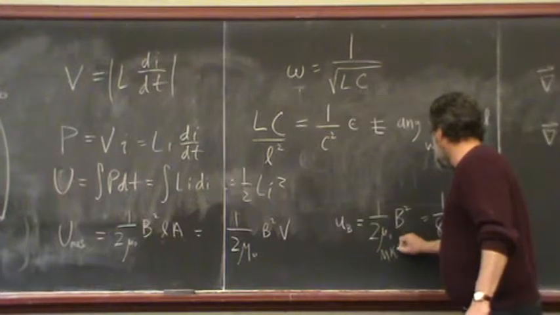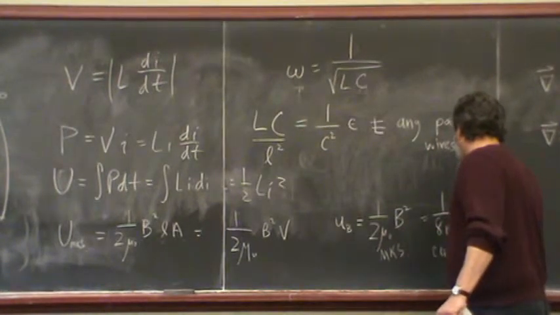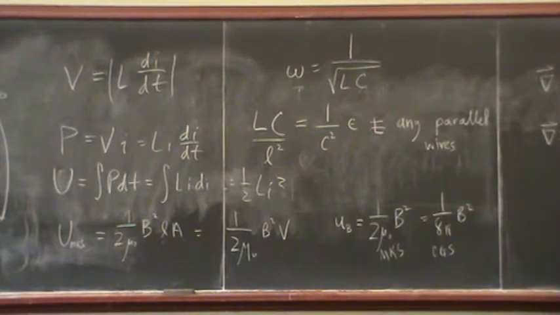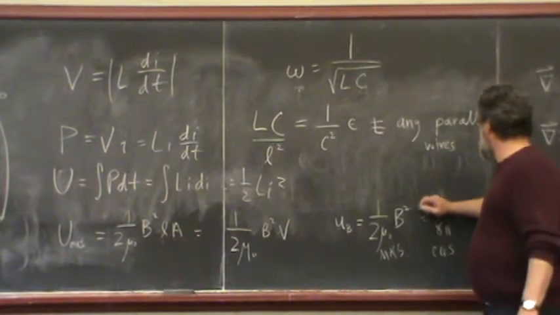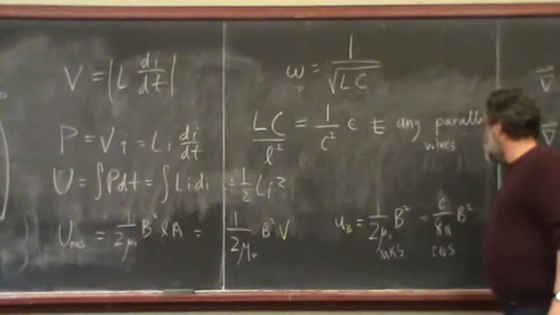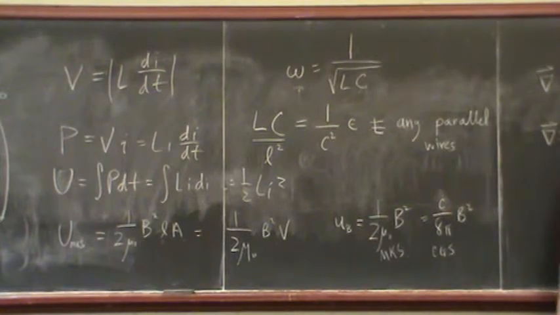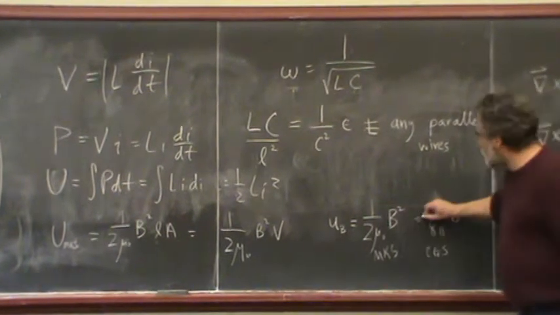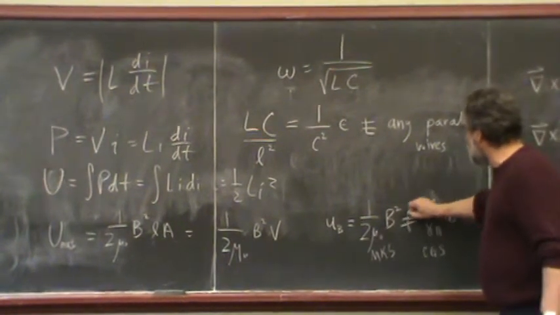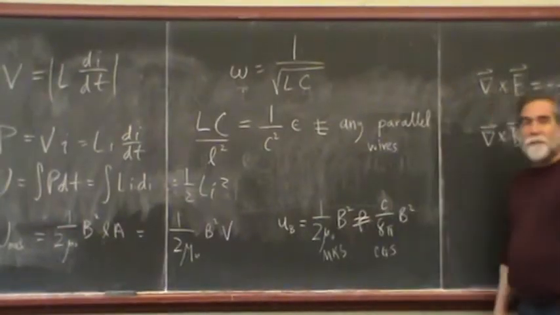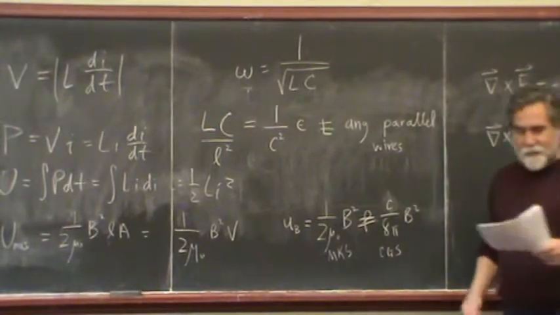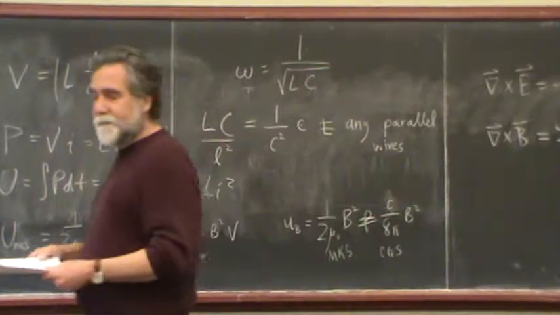Where'd the c go? Yes, there needs to be a c over 8 pi. Mu-naught is equivalent to 4 pi over c. Do you assert that's correct? We assert that that is correct. Okay, you get the idea.